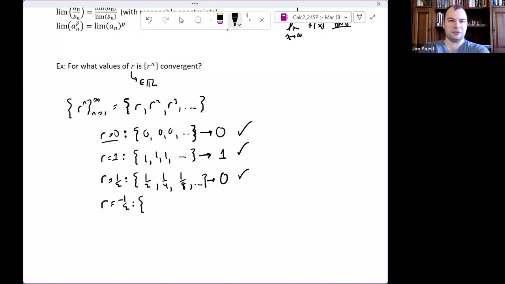And we're just going through several special cases here, just looking at lots of examples to get a feel for this, by the way. We're not going to go through all of the infinitely many r's.